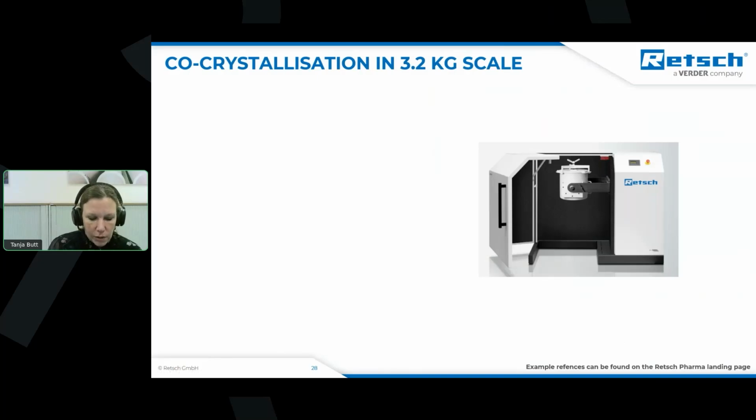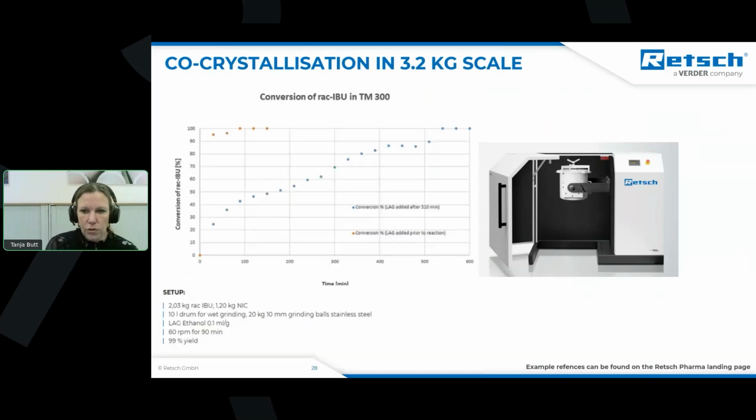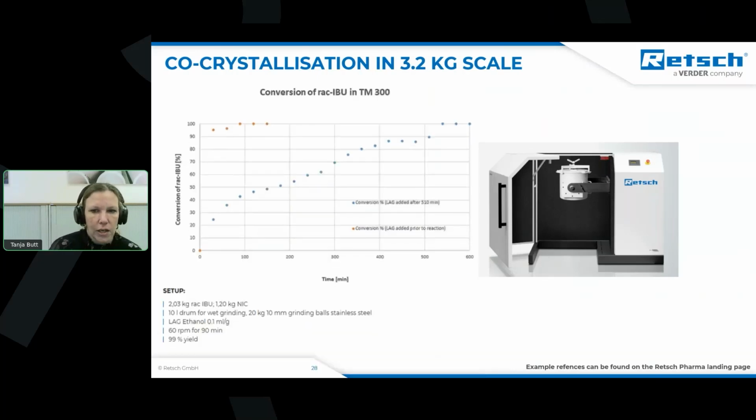And once you are ready with the screening, you may like to upscale it to a kilogram scale. You can use our drum mill TM300 for it. And this is also done and published, that you can do the ibuprofen nicotinamide co-crystal here. And this is a very nice example which also shows that you need some liquid. Not liquid grinding, but some droplets of liquid. Not wet grinding as for nano grinding, but so-called liquid-assisted grinding.